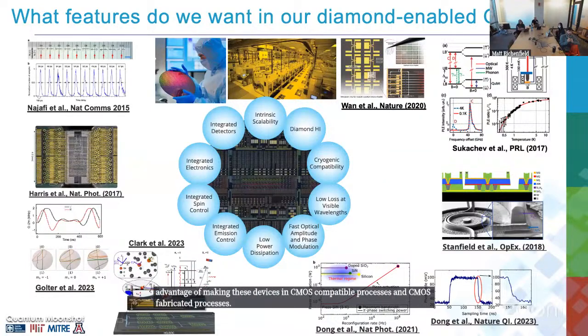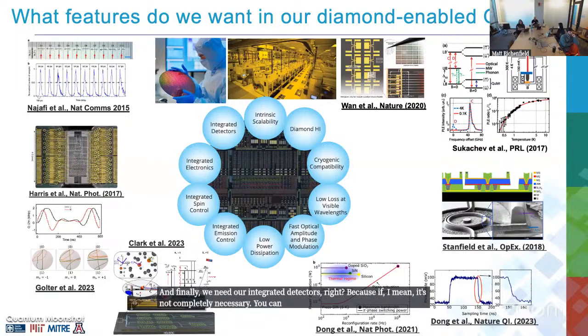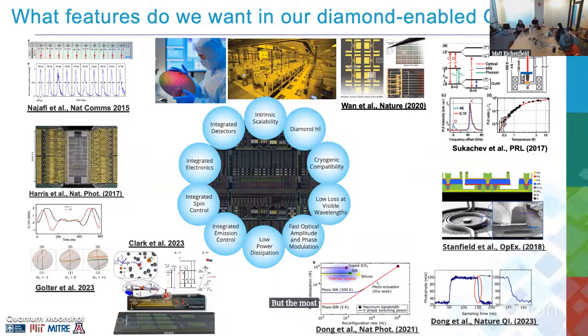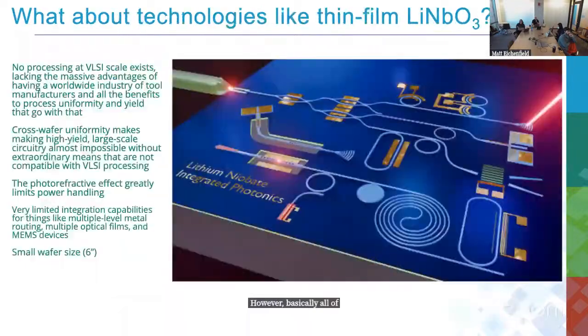And finally, we need our integrated detectors, right? Because it's not completely necessary. You can imagine maybe there are diffraction gratings that steer the photons off the chip, and you could have another chip sitting above it with just a bunch of detectors looking down. But the most practical way is to have those detectors actually on the chip as well. So these are all the things we need, right? And they're very different requirements than what you would need for silicon photonics or microelectronics. However, basically all of them are amenable, okay?